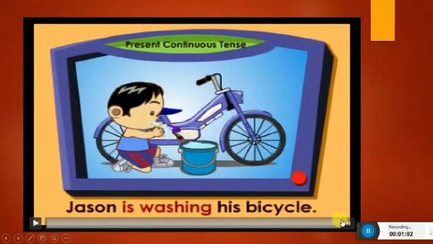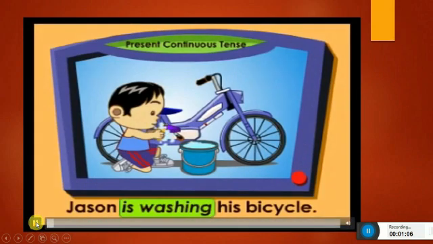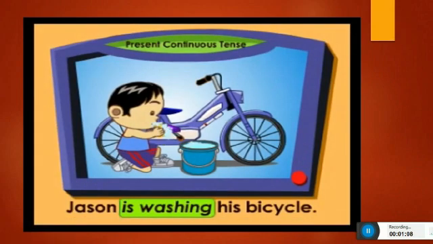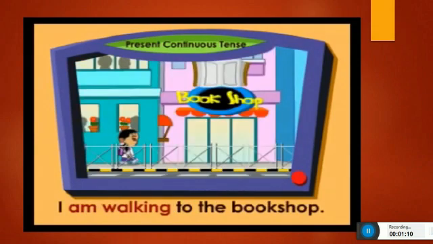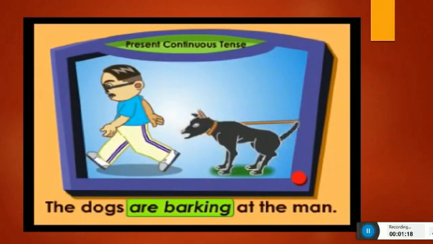Look at the boy. Jason is washing his bicycle. I am walking to the bookshop. The dogs are barking at the man.